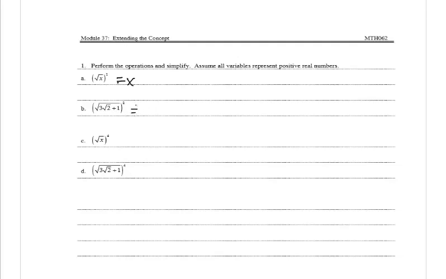In B, we have the square root of 3 times the square root of 2 plus 1, all squared. And the index in the radical and the exponent are the same. So we're going to have 3 times the square root of 2 plus 1.